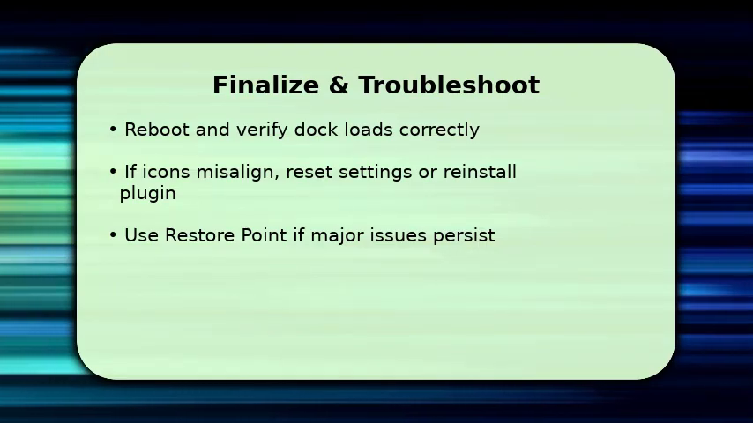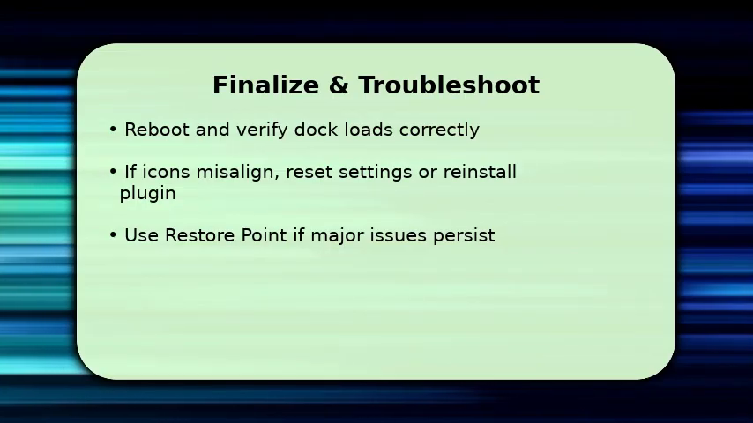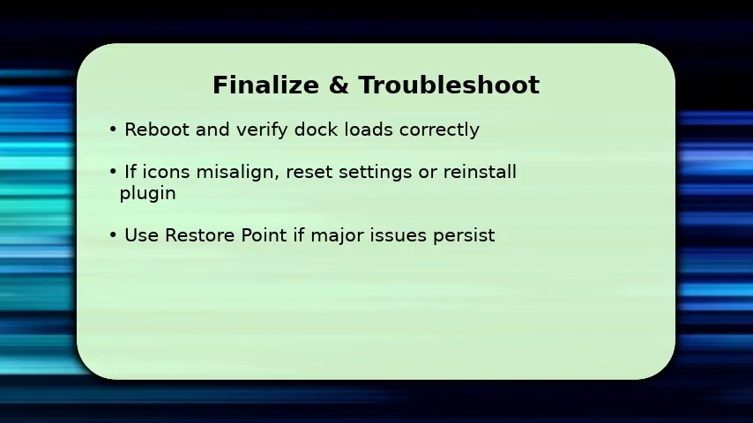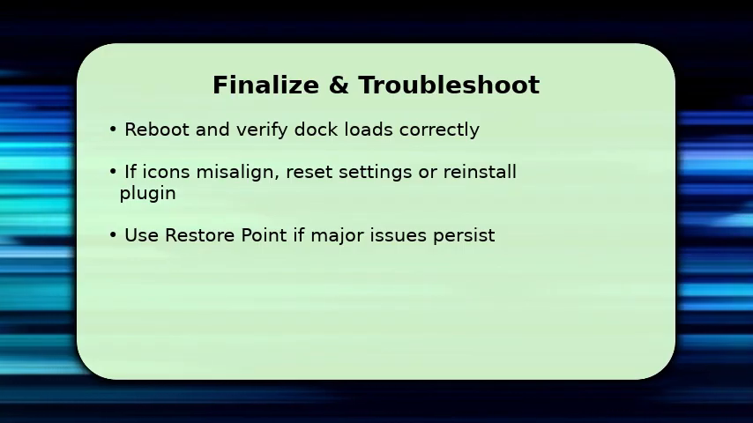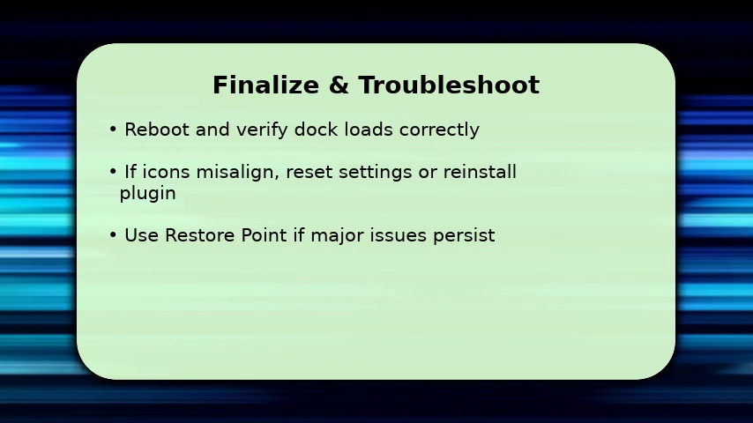If icons misalign or animations stutter, open the app, reset layout settings, or reinstall the extension plugin. This fixes corrupted configs. Make sure Windows updates aren't reverting changes. Pause updates briefly while testing. If a problem remains severe, use the system restore point you created to revert quickly. This single troubleshooting tip, restore first, saves time.